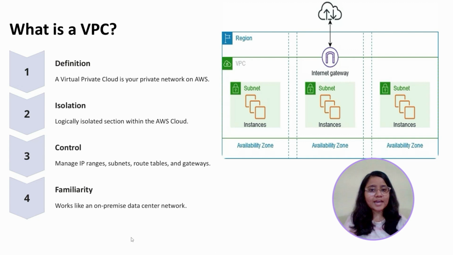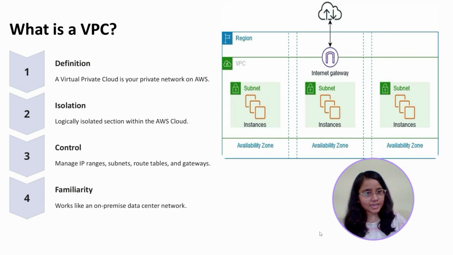Here you can see the diagram of a VPC. Here is the region. In that region, there is a Virtual Private Cloud, and in that VPC, there are three subnets. In the VPC, this is the internet gateway for internet access, and in the subnets we have created one instance in each subnet, and these are all in different availability zones. So you can get an idea about what a VPC is from this diagram.